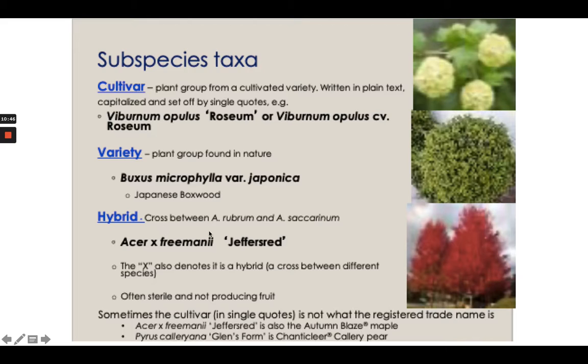We could have a hybrid, which would be a cross between two different types. And the Acer x freemanii, the X denotes that it is a hybrid. So this X here is telling you that it is a hybrid, so it is a cross. It's going to be a sterile plant. It's not going to be able to produce babies on its own.